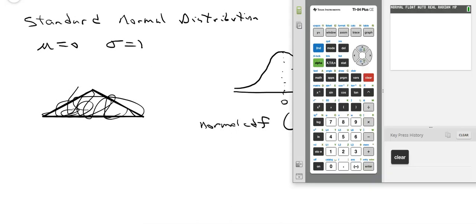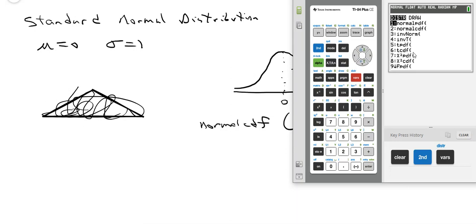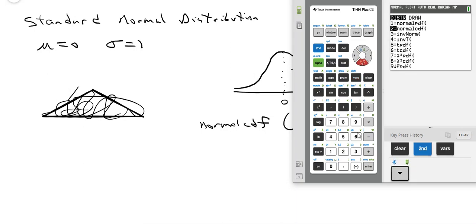We're going to get the calculator out here. You go to second, VARS key, which is DISTR, which stands for distribution. You see you have lots of distributions. We want number two, normal CDF, which means cumulative density function. Number one is normal probability density function, if you're trying to find probability or area surrounding one value. We want an entire region. So number two, normal CDF, enter.